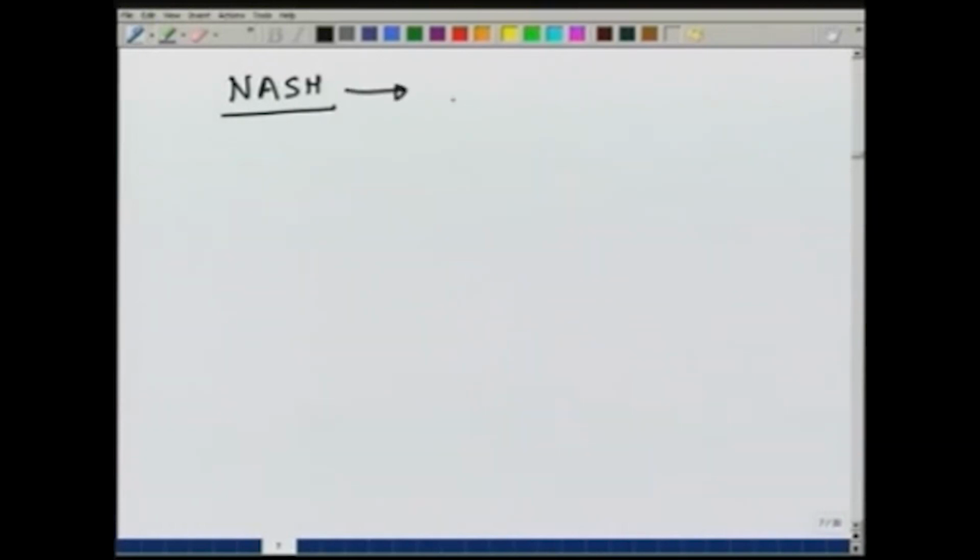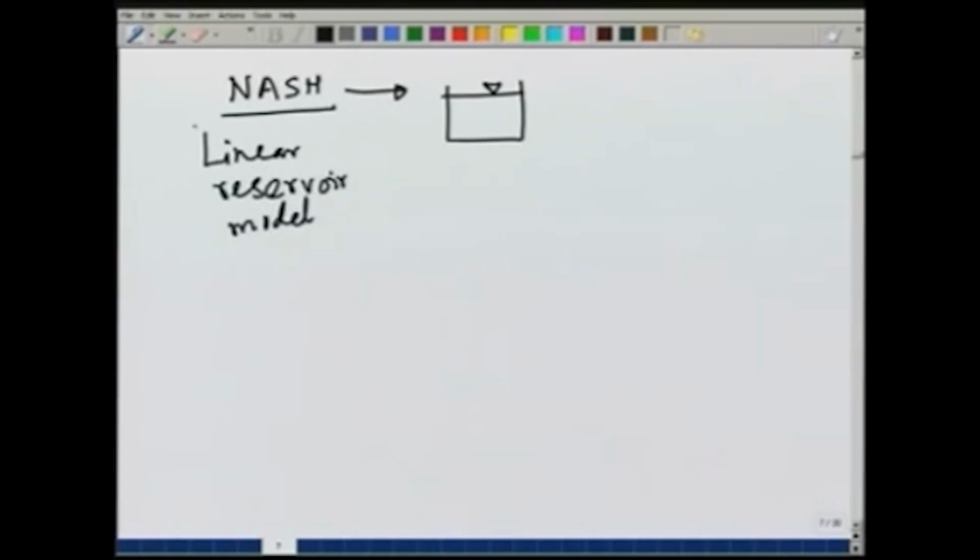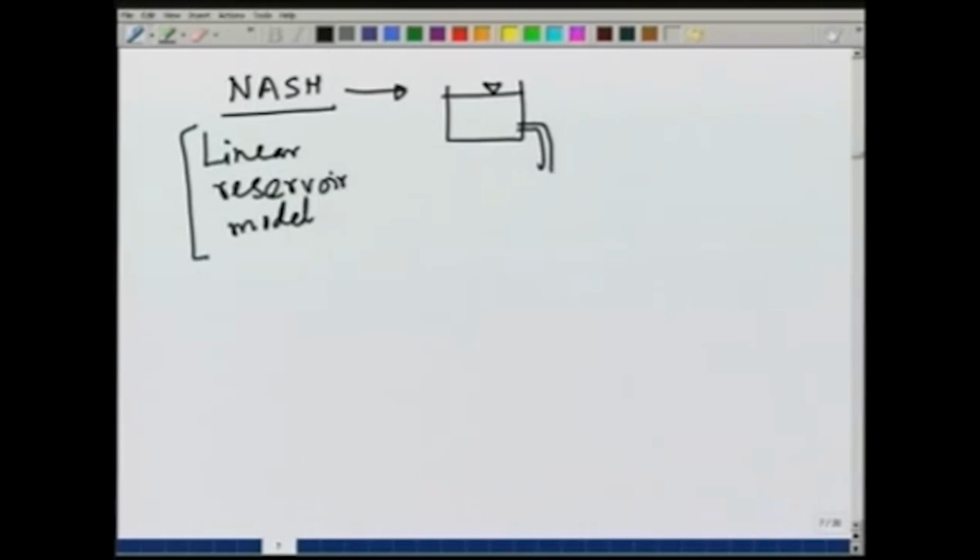In Nash method, which is also known as a linear reservoir model, he conceptualized the basin as a series of reservoirs such that the outflow from one reservoir goes to the next reservoir as inflow.